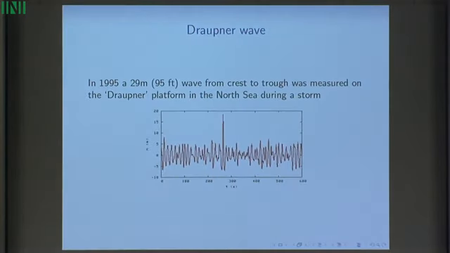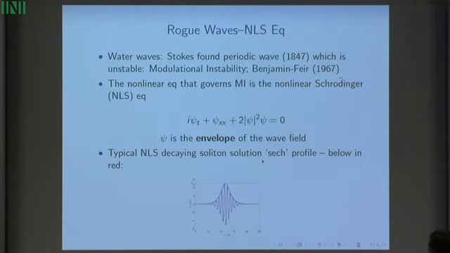And why do we think this is not trivial? This is not just a figment of our imagination. In 1995, a big wave, crest to trough 95 feet, was observed and measured off a platform in the North Sea called the Draupner wave, the Draupner platform. You see this big wave, and it occurred, and they said, wow, this is amazing. So there's a lot of interest.